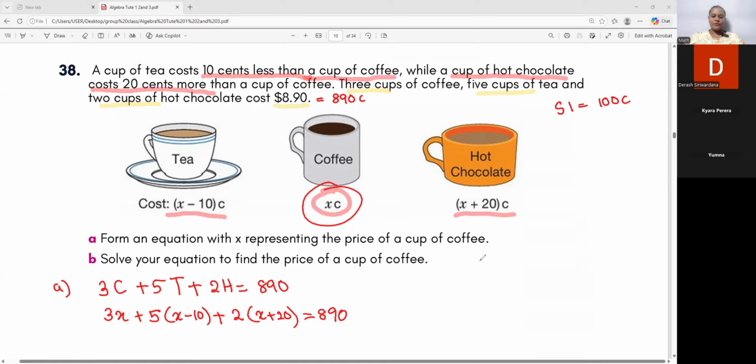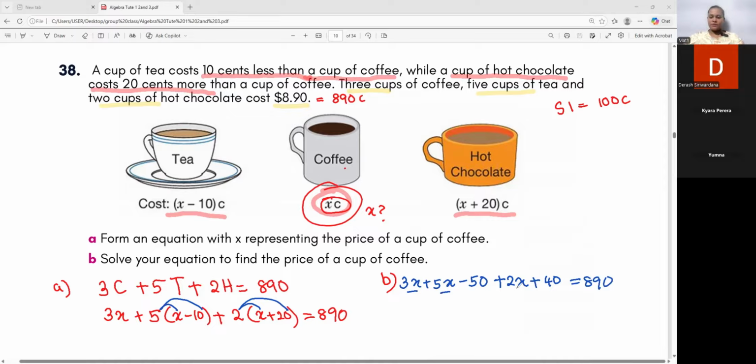Form an equation with X representing the price of a cup of coffee. So representing the price of coffee means X means price of a coffee. Part B, solve this equation and find the price of cup of coffee. That means find the price of X. And first expand these brackets, then add all X terms. I need to expand here and here, 2 brackets. 3X plus 5X minus 50 equal, plus 2X plus 40. 2 times 20 equal 890.